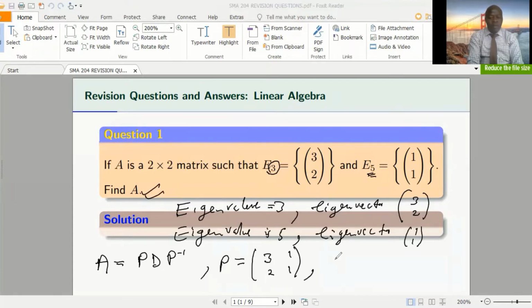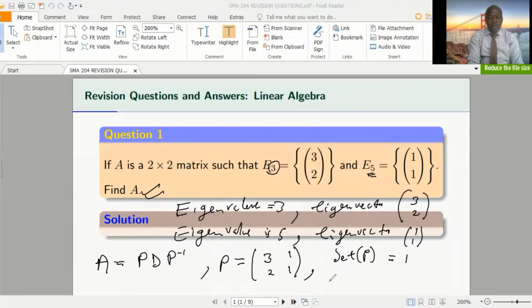To find the inverse of P, first of all, we want to find the determinant of P, which is 3 minus 2. To find the determinant of the matrix, it is the product of this diagonal minus the product of this diagonal. And so that is 1.